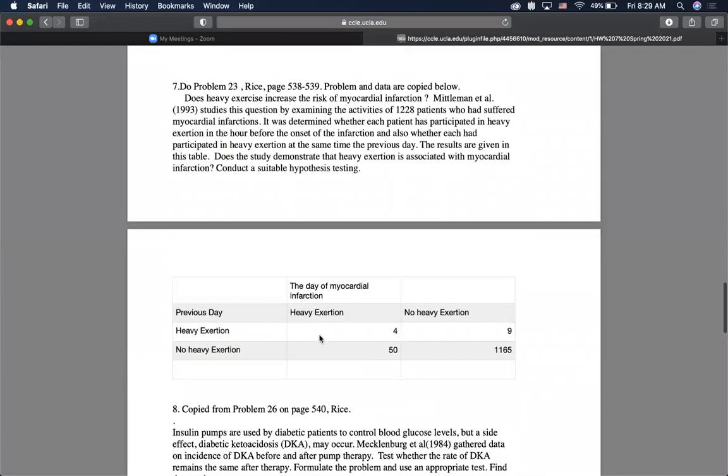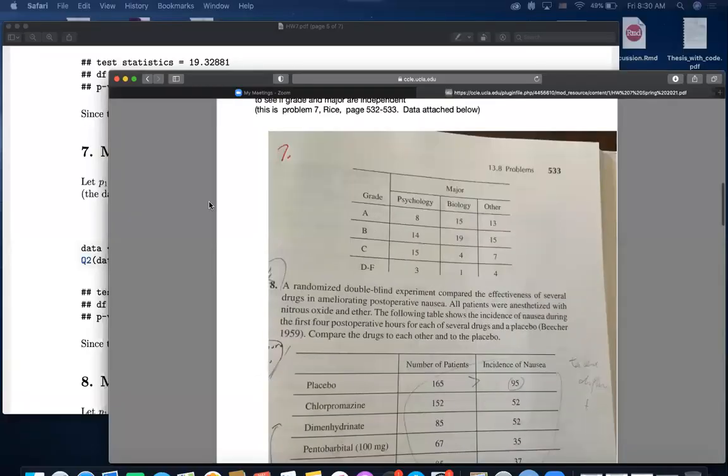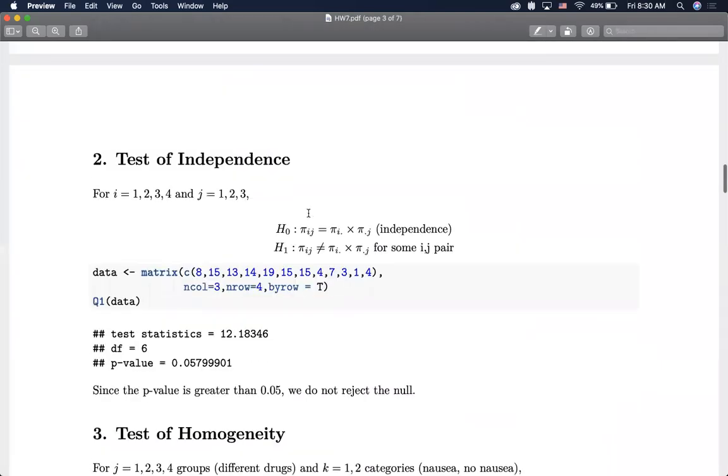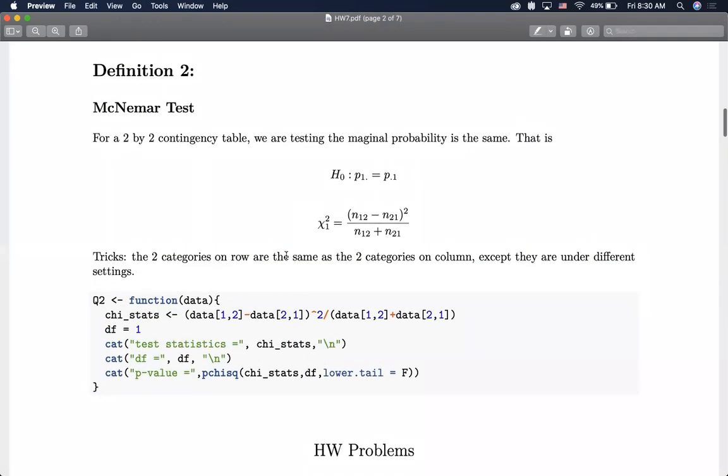Problem 7. Now you will see the same category here, except one is on the previous day, one is on that specific day. So that's what we have here: 2 contingency tables, same 2 categories on row and column, but they are under different conditions.